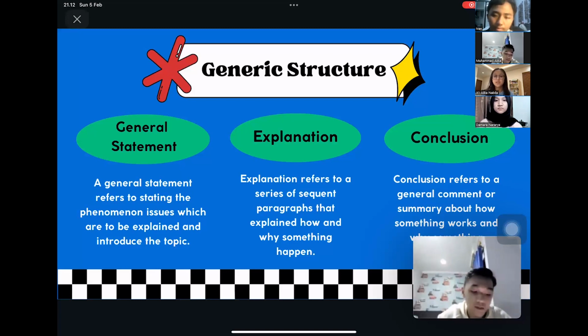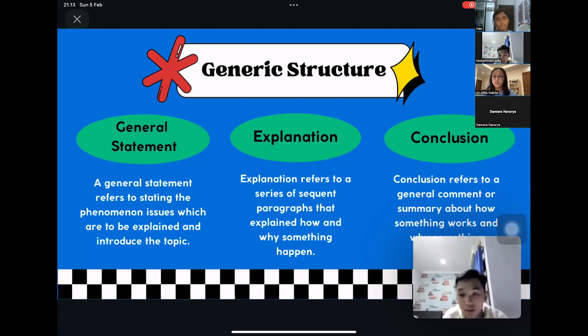Explanation refers to a series of sequential paragraphs that explain how and why something happened. The explanation sequence should consist of a series of happenings, actions, causes, or processes that are the focus of the text type. This chain of actions, causes, or events results in a phenomenon about which the explanation is written. Events may be related according to time or cause or through both and should be detailed and accurate, ensuring that all the elements have been included.